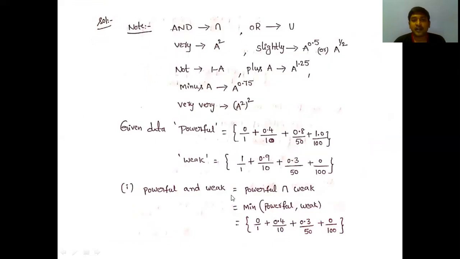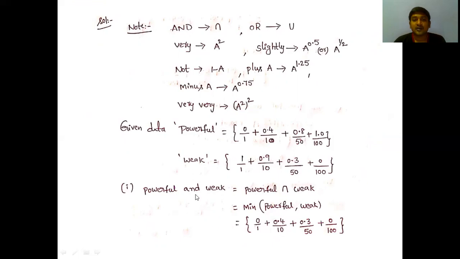Powerful and weak: how do we represent "and"? It is replaced by intersection. So powerful intersection weak. In case of fuzzy, how to represent the intersection? Minimum values. So the minimum of powerful, weak. Observe here: what is the minimum value? For membership values 0 and 1, the minimum is 0. For 0.4 and 0.9, the minimum is 0.4. For 0.8 and 0.3, the minimum is 0.3. For 1 and 0, the minimum is 0.